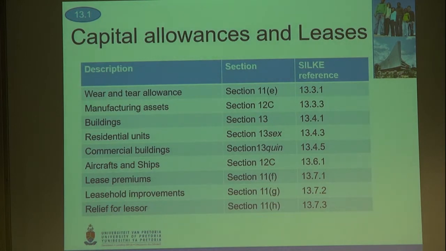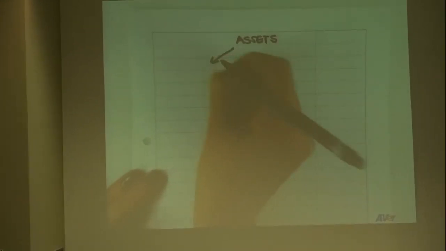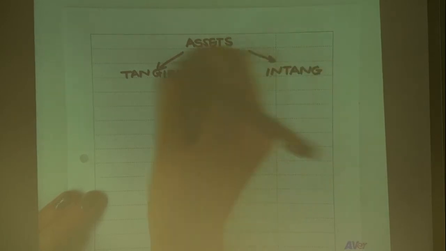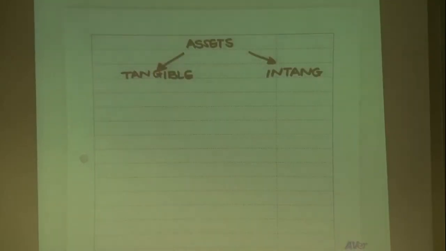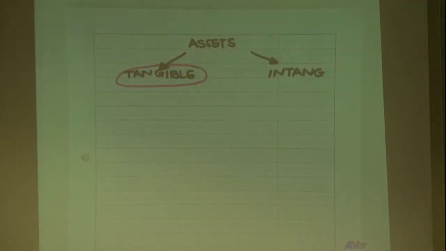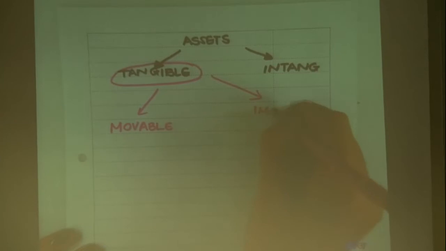So today's focus is on assets, but just so that we don't forget, assets are broken into tangible assets and intangible assets. It's not that there aren't deductions for intangible assets, it's just that on this specific course, we're not going to focus on them. Today we're going to be looking at tangible assets, and we're going to split them into two further categories. We're going to deal with movable assets, and we are going to deal with immovable assets.